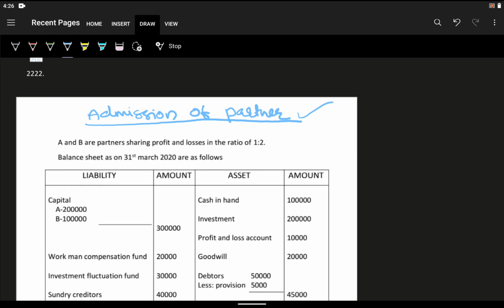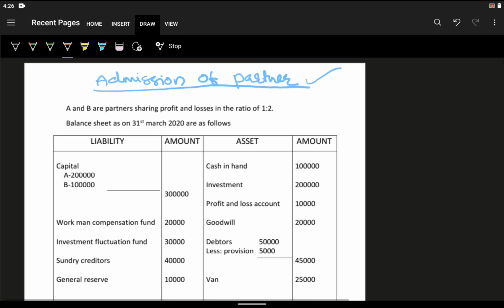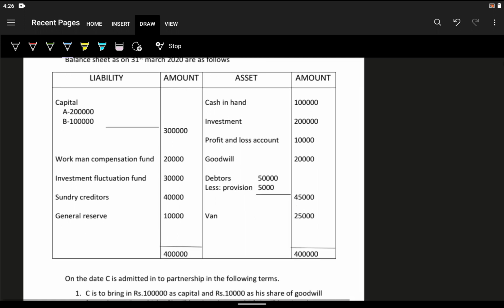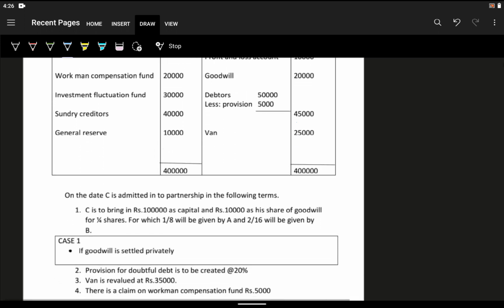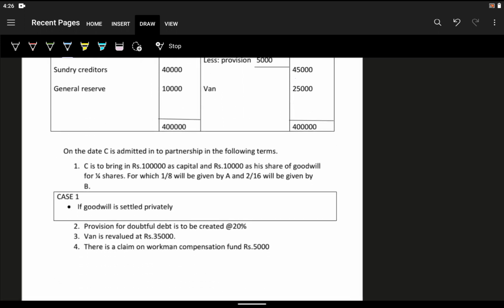A and B are partners sharing profits and losses in the ratio of 1:2. Their balance sheet as on 31st March 2020 is as follows. A balance sheet is given, and some adjustments are also given. In this question I am explaining different possible cases. See, this is the case for capital. If this is the transaction instead of the first one, what will we do? Those cases we are discussing in this question.